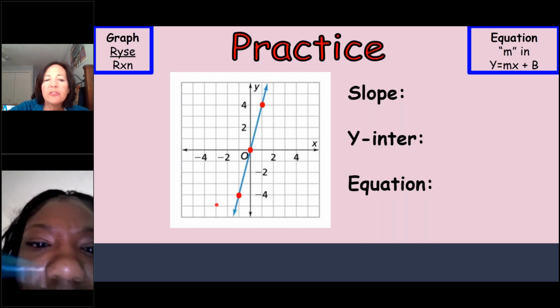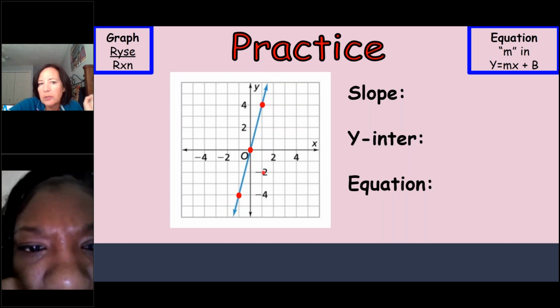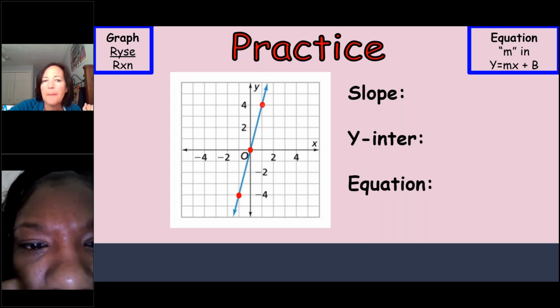Again, we always start at the left, and I have 3 dots. You only have to pick 2, so you can pick any 2. Start at the left. We're traveling from 1 dot to the next dot, and you have to say how much do I need to rise? How much do I need to run? Go ahead and tell me.